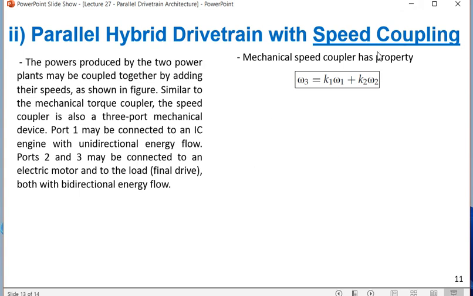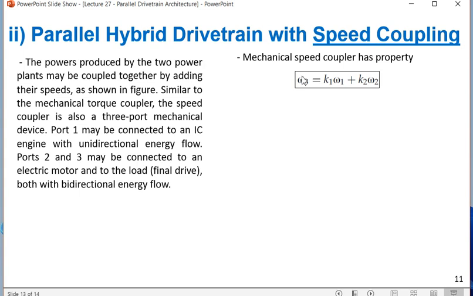So it is not direct addition, speed is not direct addition, it is a scaled addition. We are assigning some weight of k1 and k2 in front of the angular speed of engine as well as for motor. So omega 3 is k1 omega 1 plus k2 omega 2. This is the property of the mechanical speed coupler.